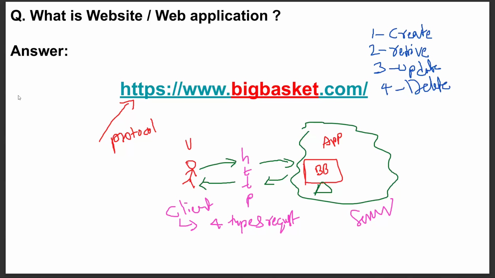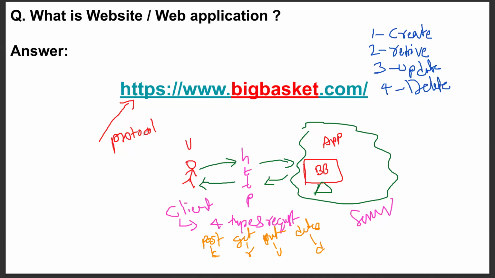As I just explained, using the HTTP protocol, we can make 4 types of requests. The first request is post, nothing but create. The second, guys, is get, nothing but retrieving your details. The next one is put, nothing but updating the details. And the last one is delete. You can delete your details.